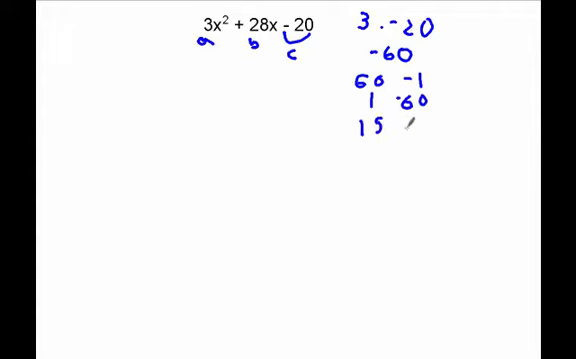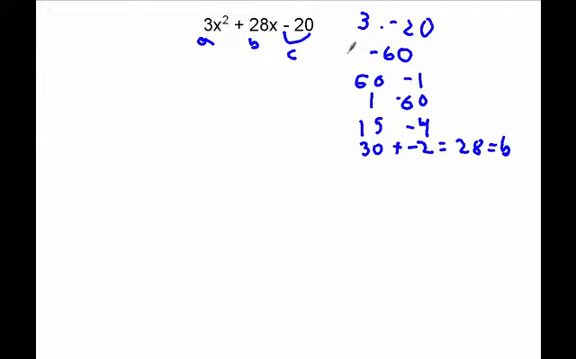15 and negative 4. But if I add those, 15 plus negative 4 is 11. That doesn't work. How about 30 and negative 2? Well, 30 times negative 2, that gives me negative 60. And if I add them, 30 plus negative 2, I get 28, which is my B. This is the number that I'm looking for.